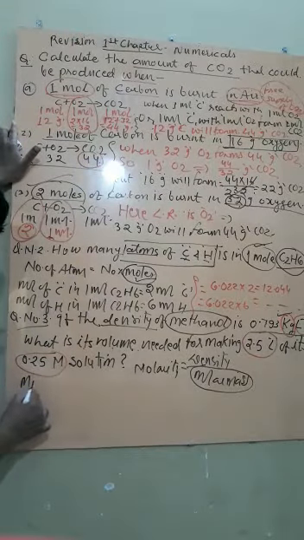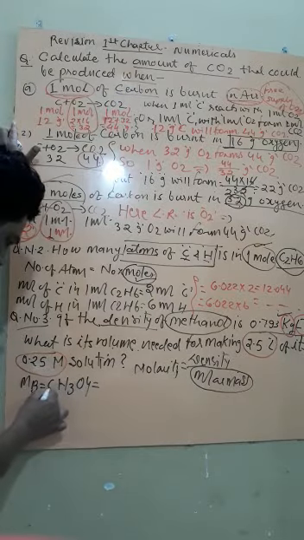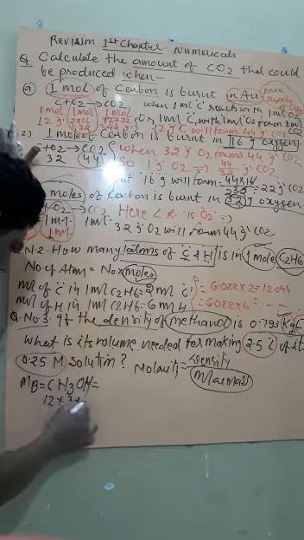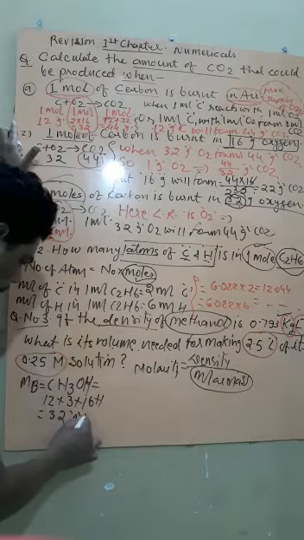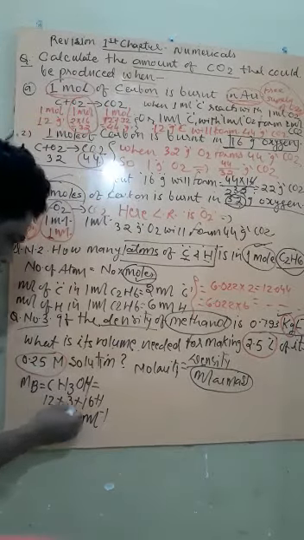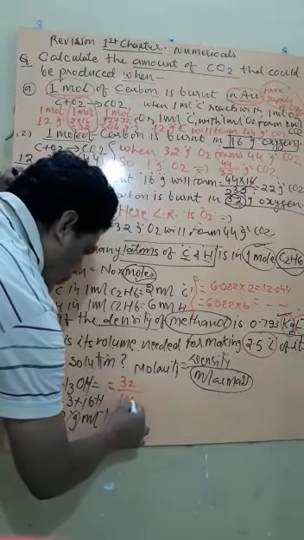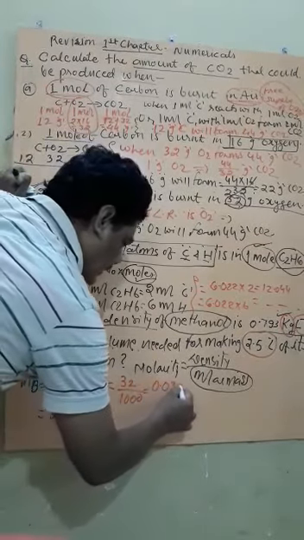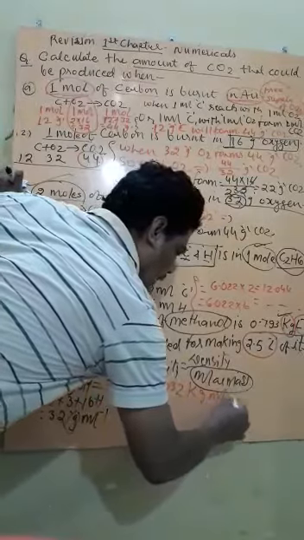Say MB, the molar mass of methanol, CH3OH, is equal to carbon 12 plus 3 plus 16 plus 1, which is equal to 32 gram per mole. But that gram has to be converted into kilogram. So it is equal to 32 divided by 1000, which is equal to 0.032 kilogram per mole.